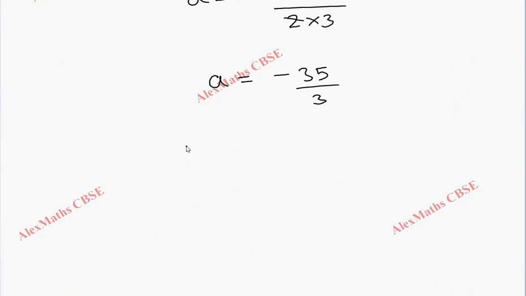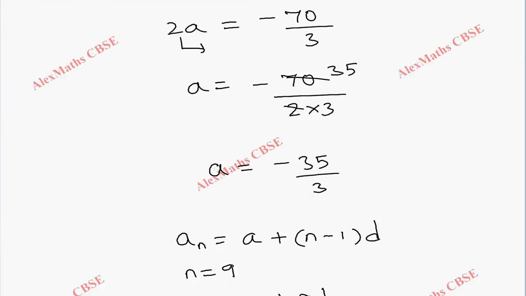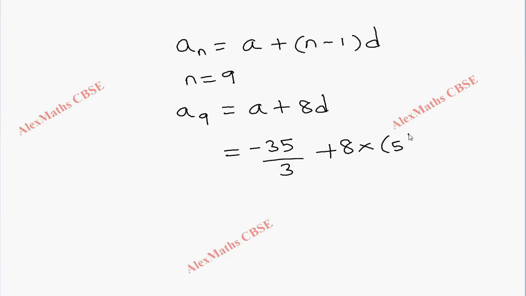For that we have to write the AN formula. AN is A plus n minus 1 into D. And we take n as 9. So A9 equal to A value is written as it is, and n minus 1 is 9 minus 1, which is 8. So 8 into D. So this is minus 35 by 3 plus 8 into the value of D given in the question as 5. So we substitute 5 here.